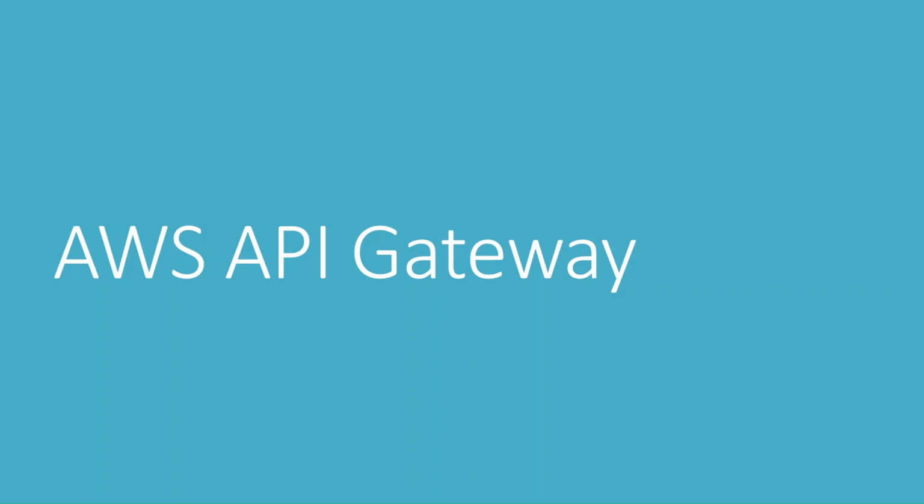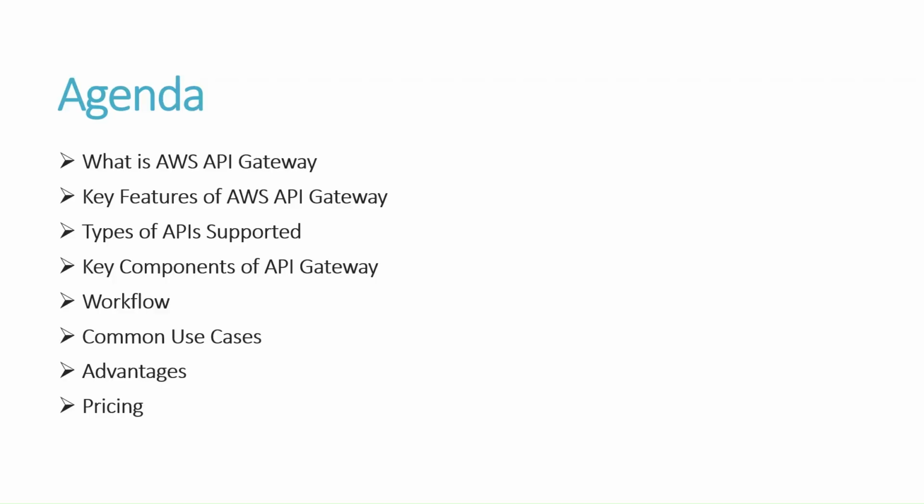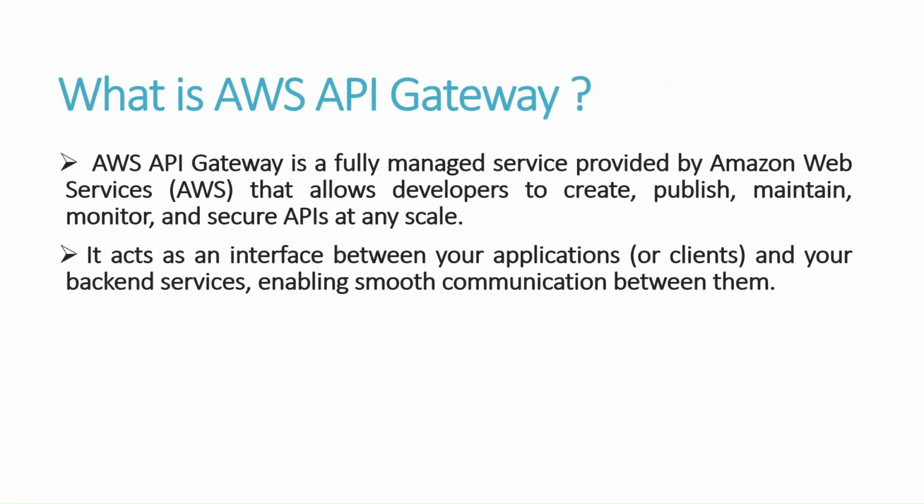So, firstly, let's see what topics we are going to cover in this video. What is API Gateway? Key features of API Gateway, types of API supported, key components of API Gateway, and the flow of the API, and what are the common use cases of API Gateway, and the advantages and the pricing. So firstly, let's see what is AWS API Gateway.